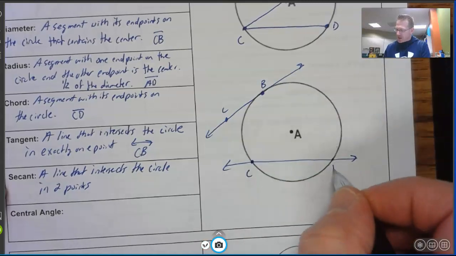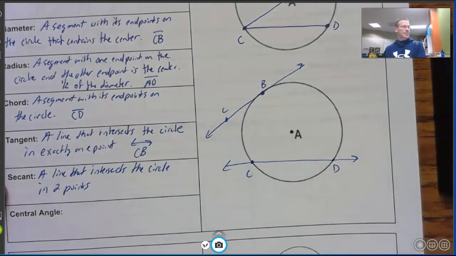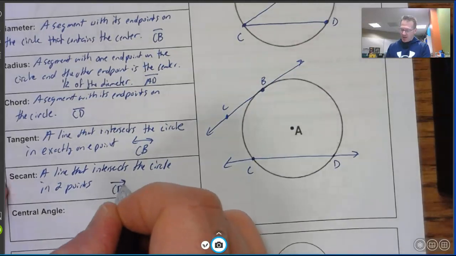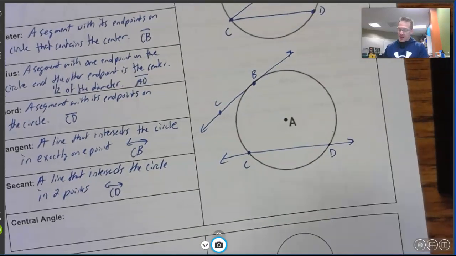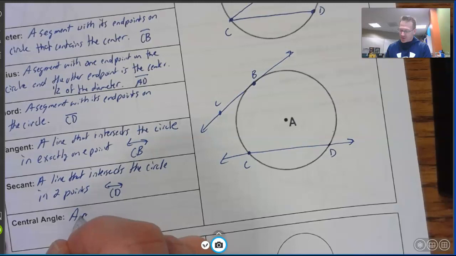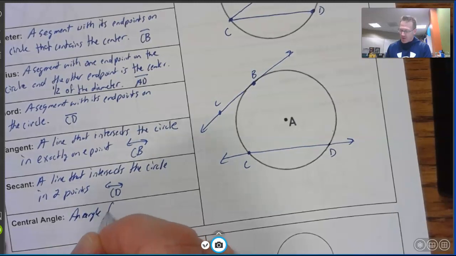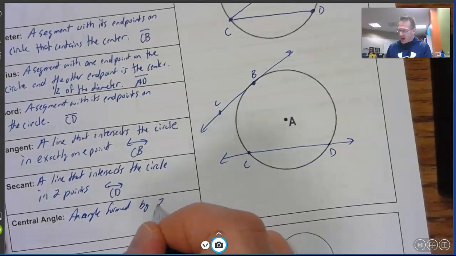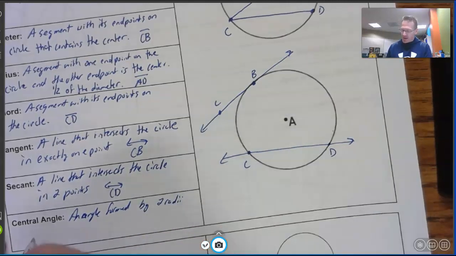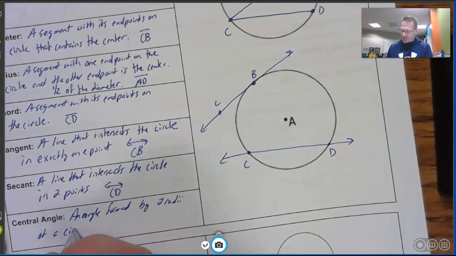All right, so CD like that, so that would be our secant. Now a central angle is an angle formed by 2 radii of a circle.